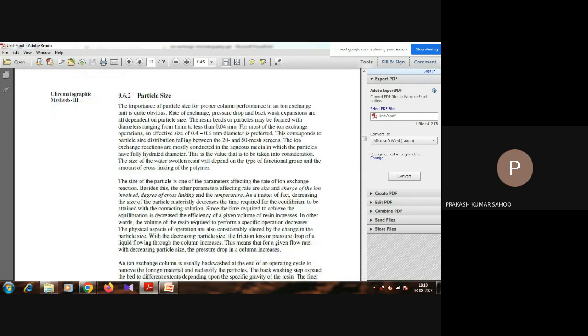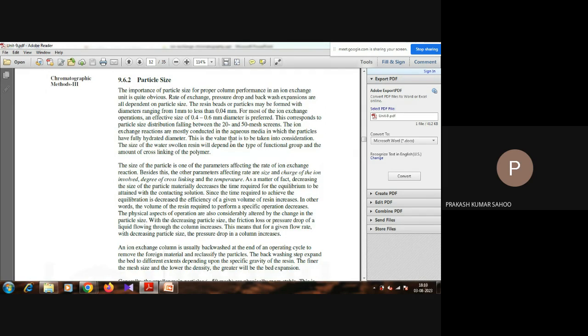Then particle size. The importance of particle size for proper column performance in an ion exchange unit is obvious. The rate of exchange depends upon the particle size. The resin beads or particles may be formed with diameter from up to 1 millimeter to less than 0.04 millimeter. So particle size is another important factor that affects the process of separation in ion exchange chromatography. Particle size is very much important.